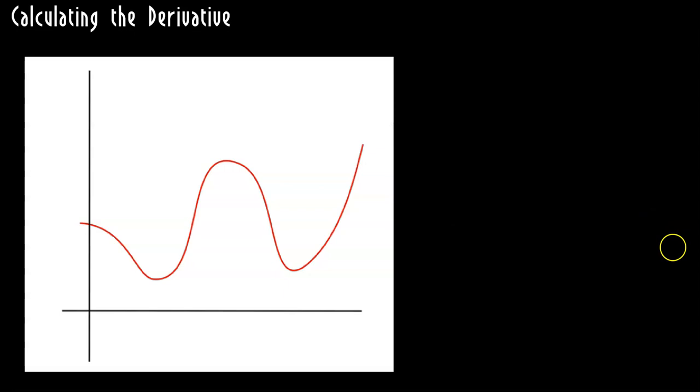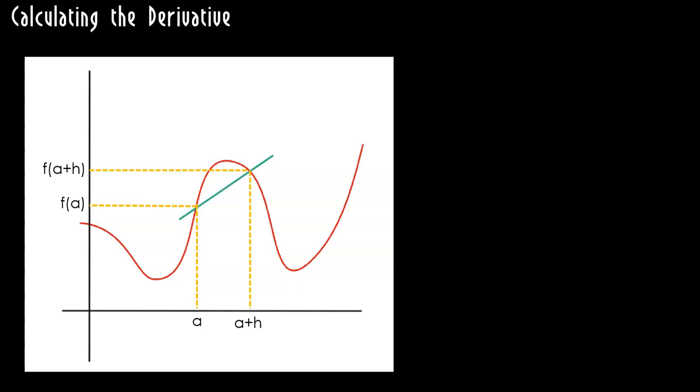So here we have your average Joe function. I would like to find the derivative at this point a. I'm going to go over a little bit of distance at x plus h and draw our line. This is clearly not a tangent line. It's a pretty crappy approximation, but that's where we're going to start.